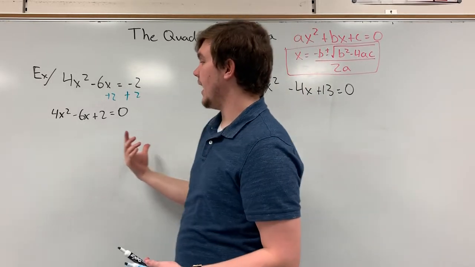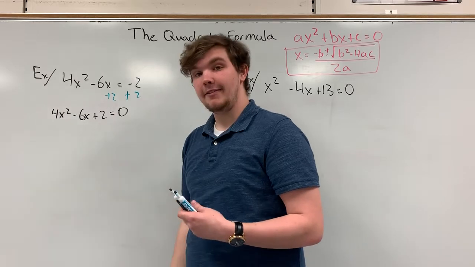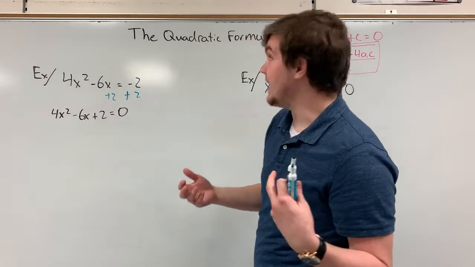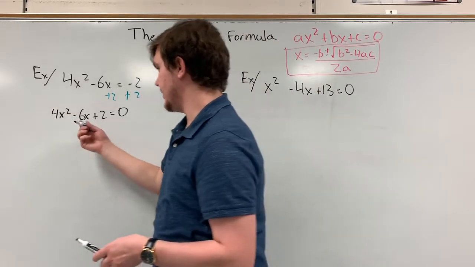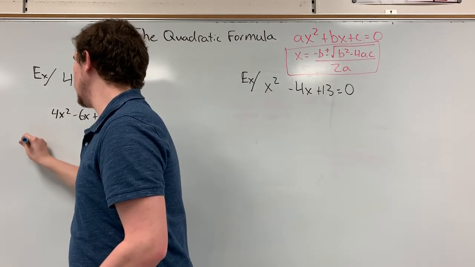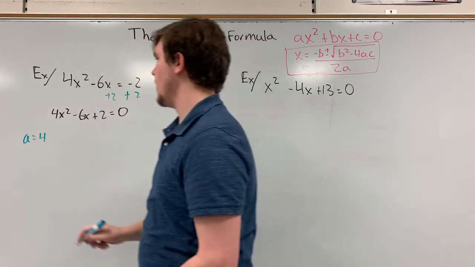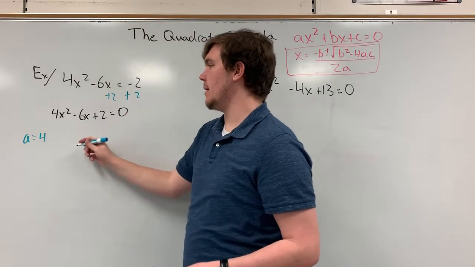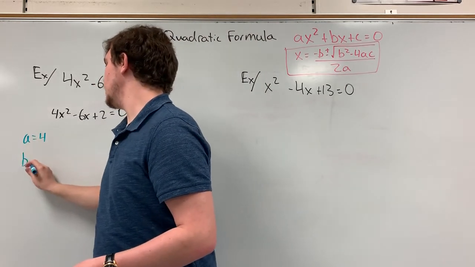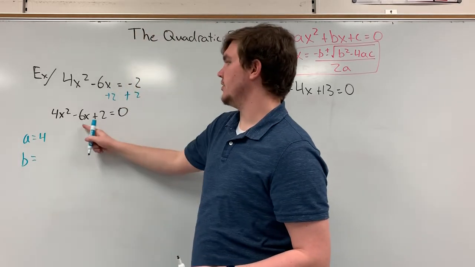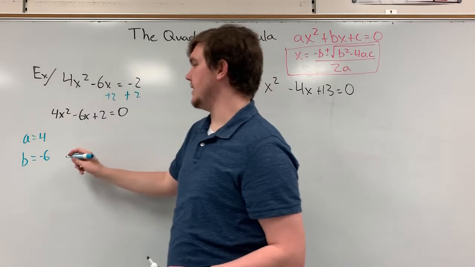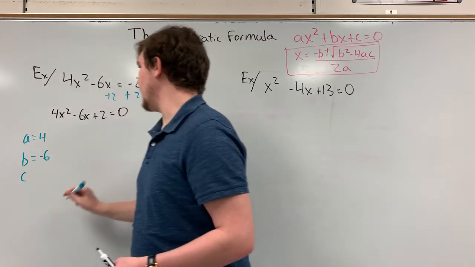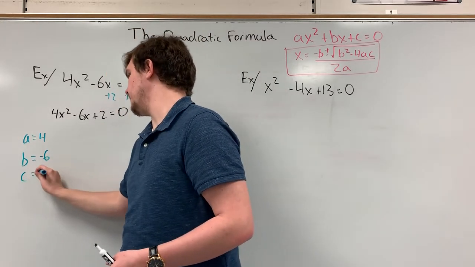So I can go ahead and identify what are my a, b, and c in the problem. A is the number in front of the x squared, so a is 4. B is the number with the x term, the linear term, so b is negative 6. And then c is the constant at the end, positive 2.